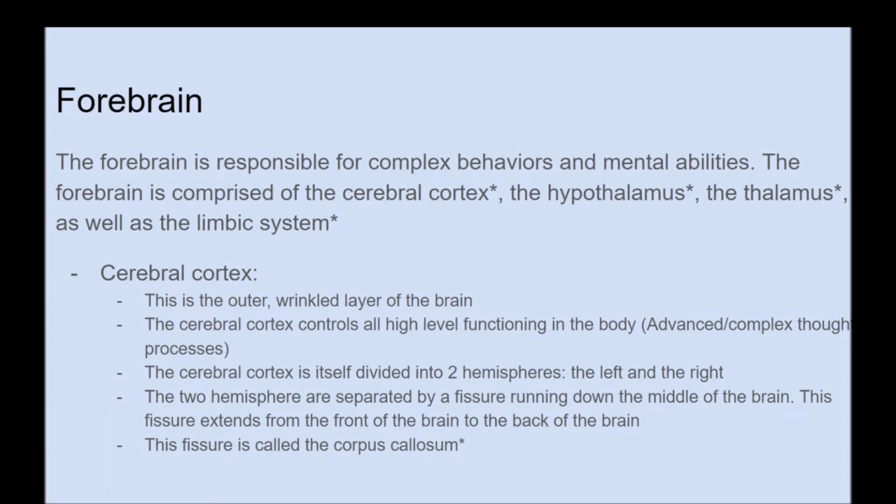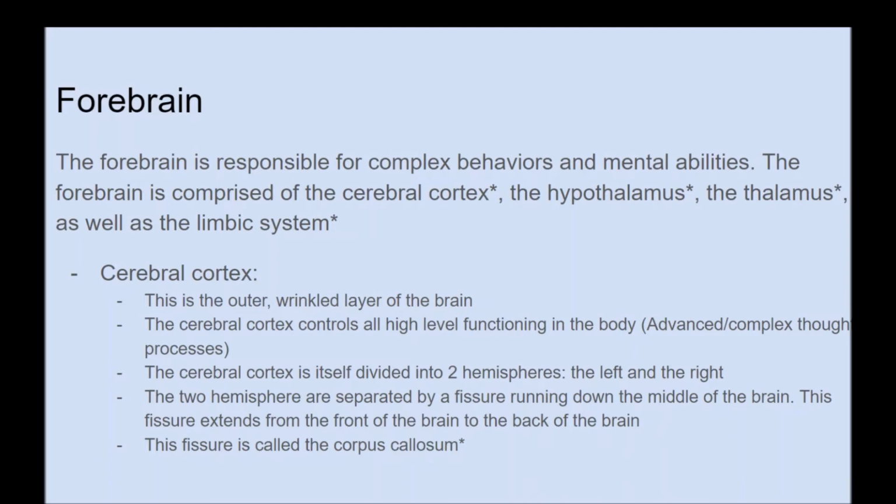So the forebrain is responsible for complex behaviors and mental abilities. The forebrain is comprised of the cerebral cortex, the hypothalamus, the thalamus, as well as the limbic system. The cerebral cortex is the outer wrinkled layer of the brain. The cerebral cortex controls all high-level functioning in the body, so advanced and complex thought processes.